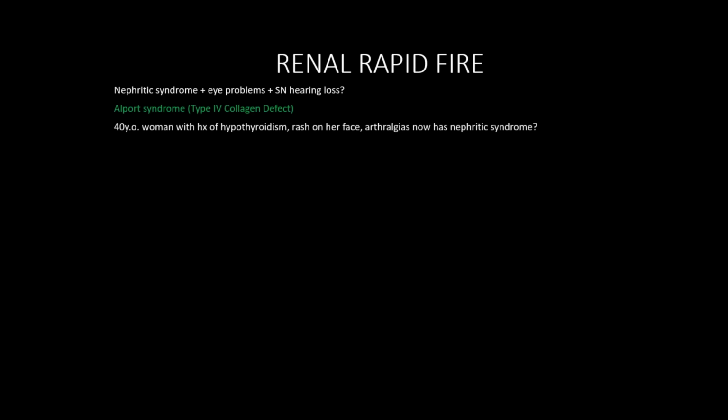So now you have a 40-year-old woman, history of hypothyroidism. She has a rash on her face, arthralgias, and now she has nephritic syndrome. What are you thinking? It's lupus. Yeah, it's always lupus. And how would it stain on pathology? You would get C3, complement deposition, and it's subendothelial.